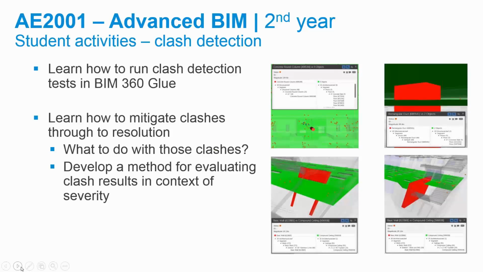Since this is the first time of running clash detection for the sophomore students, the focus is on learning how to run clash detection tests in BIM 360 Glue. We encourage them to discuss how to mitigate clashes through to resolution, but it is kind of an intimidating task for the sophomore students. The students were informed they will have a chance to develop a method for evaluating clash results in the context of severity in senior year.